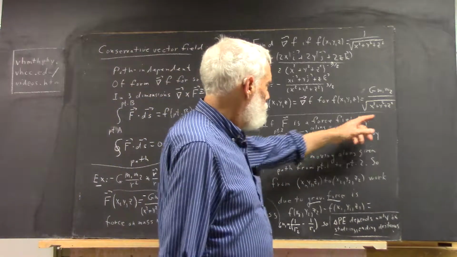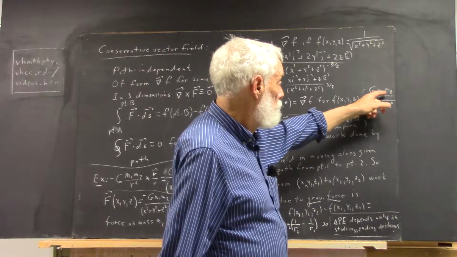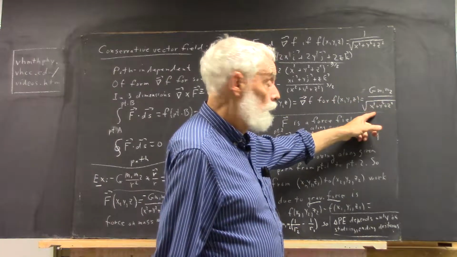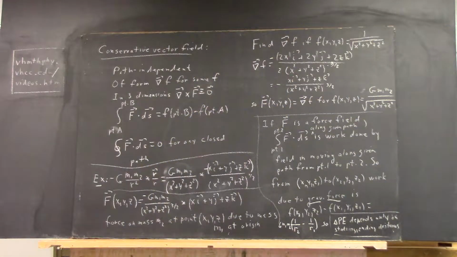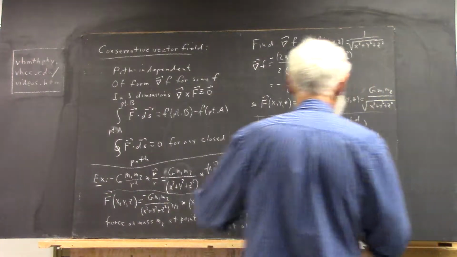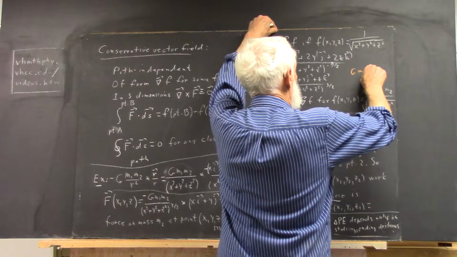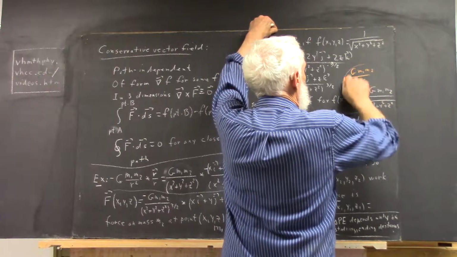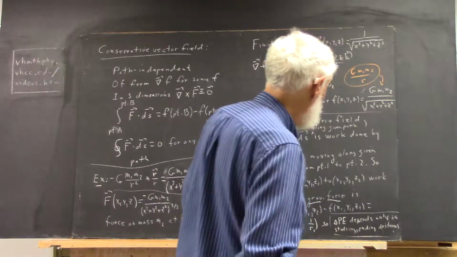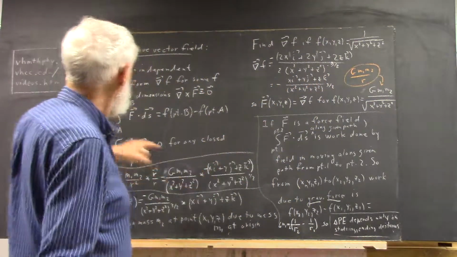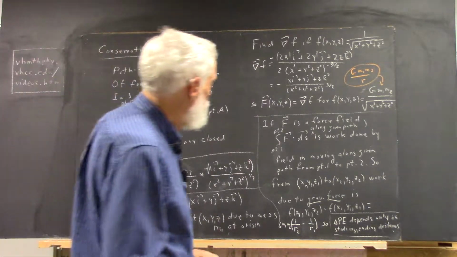As a matter of fact, another way of writing our little f function is big G little m1 little m2 over r squared, over r. Okay, it was clear to everybody when we did it in class, but this is just then G little m1 little m2 over r, because the square root of x squared plus y squared plus z squared is your r, your distance from the origin out to the m2 point.